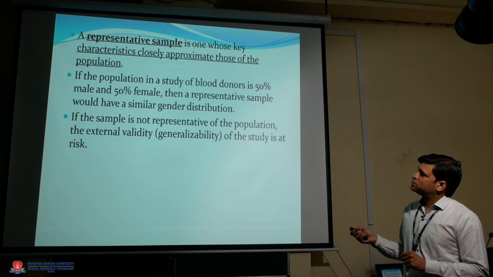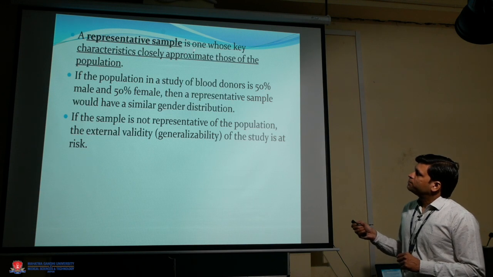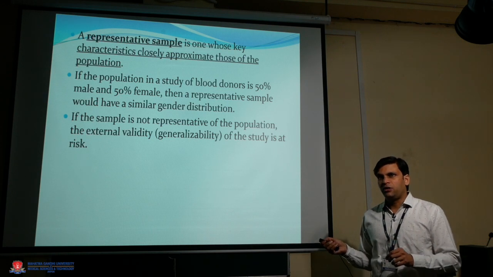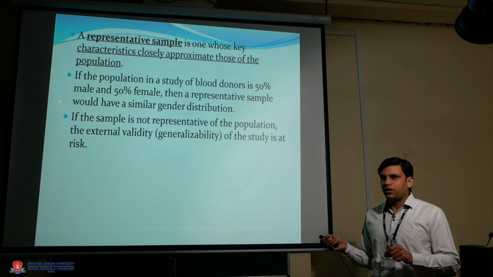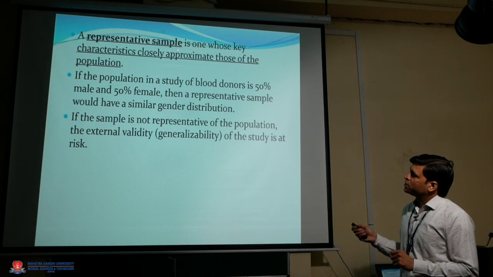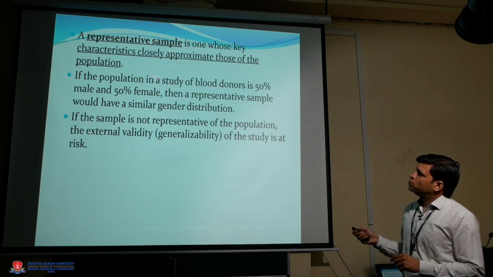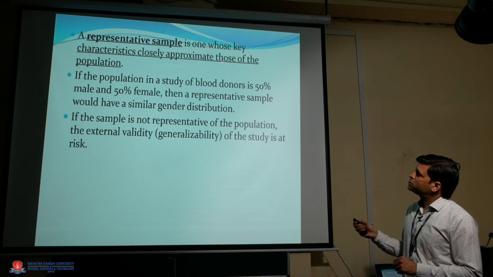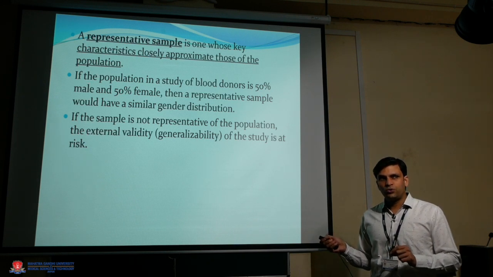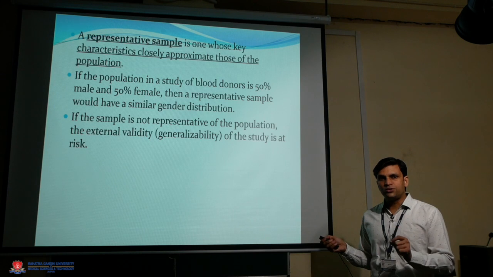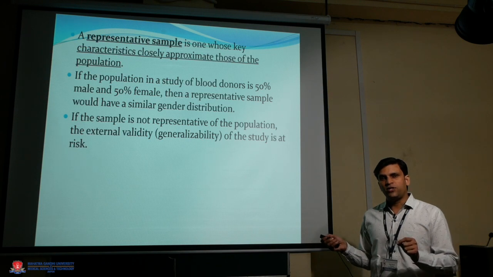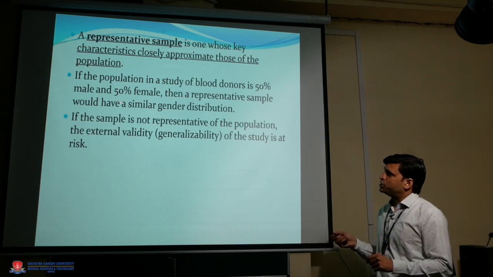Then the next terminology is representative sample. We all know that all the samples selected for the study must be representative samples. If not, then there would be distortion in the result of the research studies. A representative sample is one whose key characteristics closely approximate those of the population. So representative samples are those whose characteristics must be very close to the most common characteristics of the population, or the characteristic in which the researcher is interested.